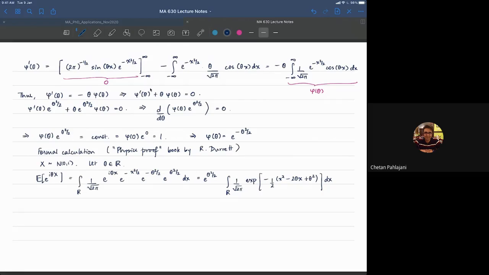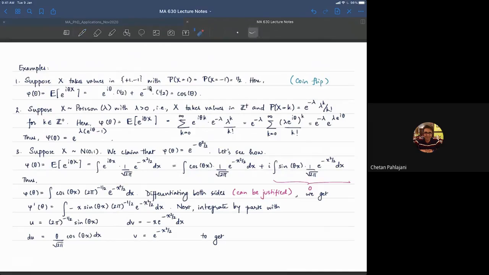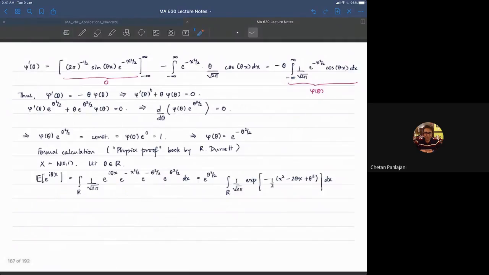As you can see, I'm bungling up even the physics proof, as it is called. Anyway, there is some formal calculation you can do, and you can basically make yourself believe that it should be e to the minus theta squared over 2. The point is he does something like this, and then he says, oh, this is e to the theta squared over 2 integral over R of 1 over root 2 pi e to the minus, oh, I see what I have done wrong. I completed the squares wrong. Here's my mistake.